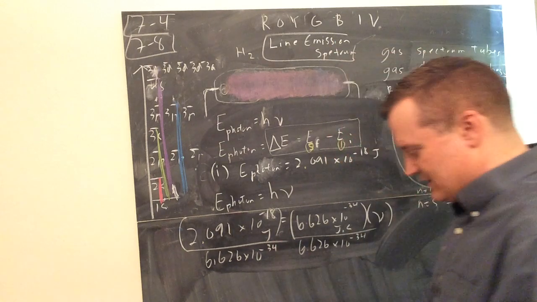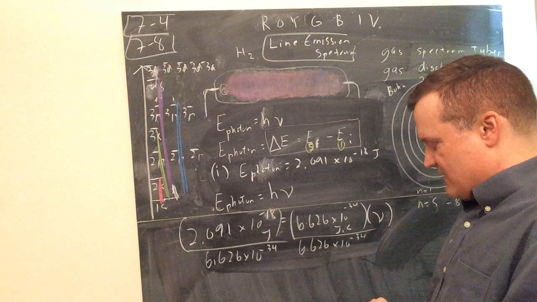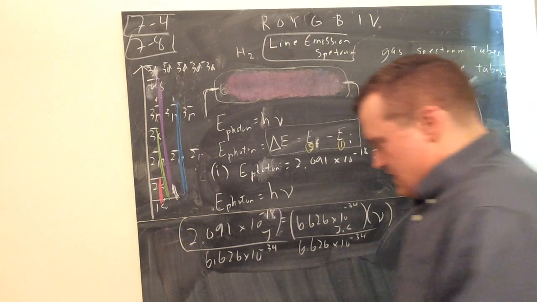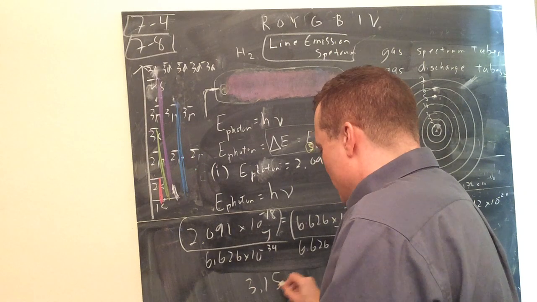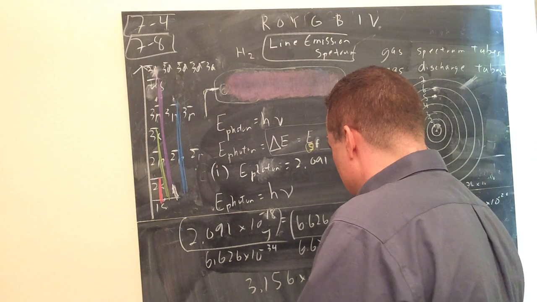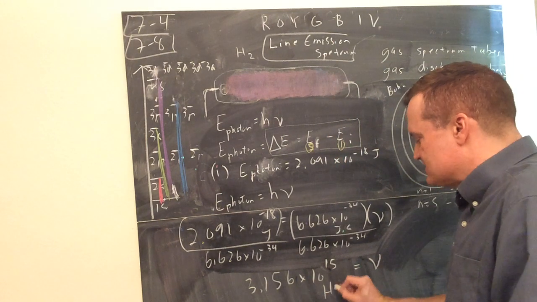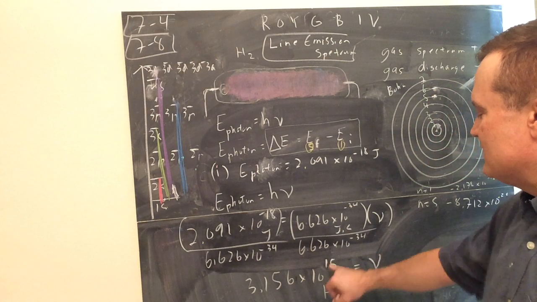It's hard for me to write at that level, that far down. 2.091 times 10 to the negative 18 divided by 6.626 times 10 to the negative 34. 3.156 times 10 to the positive 15 is your frequency, and the unit should be Hz, hertz. So 3.156 times 10 to the 15th hertz.